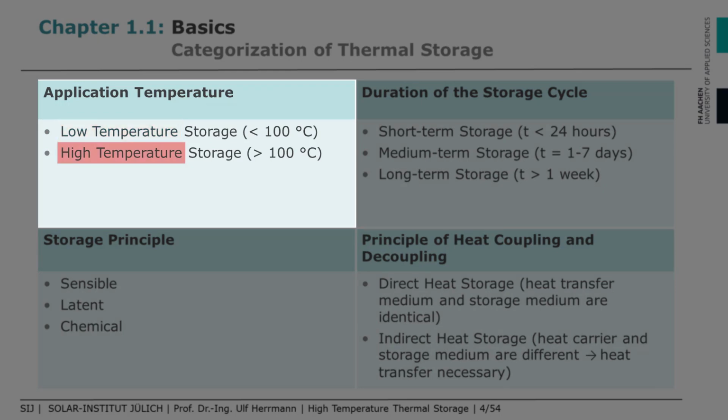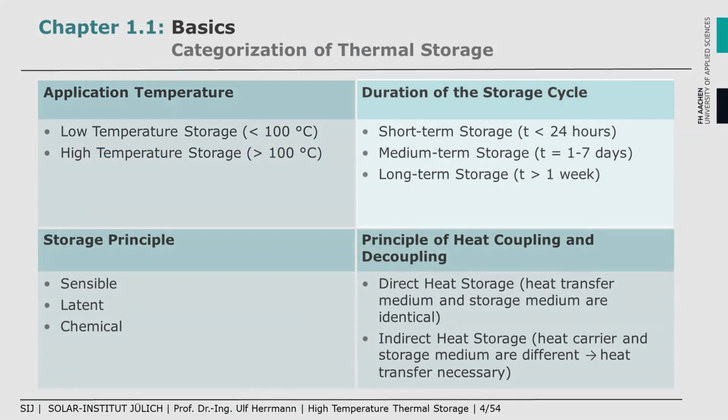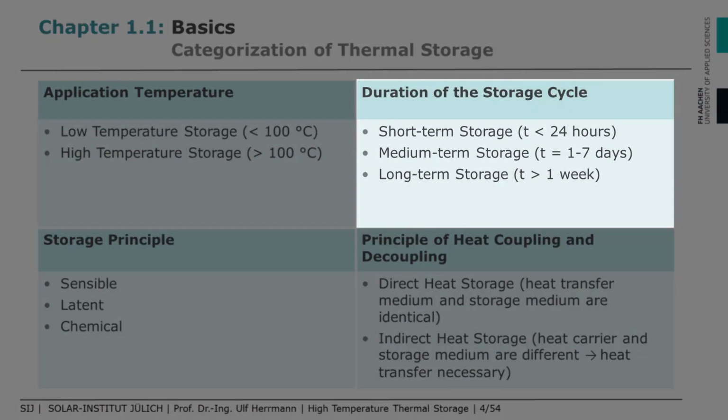Another criterion for classifying heat storage is the temperature range, where we differentiate between low and high temperature. Usually the high temperature range already starts at 100 degrees C, however we are dealing here with storage systems at much higher temperatures. And the fourth category into which storage systems can be classified is the duration of the storage cycle, meaning the period over which the storage is charged and discharged.